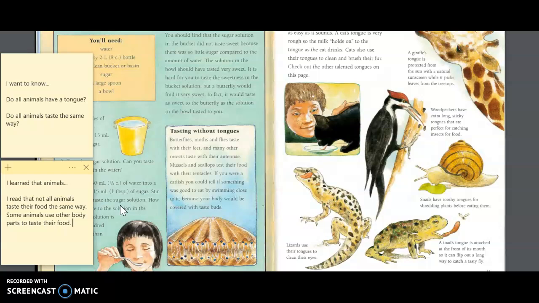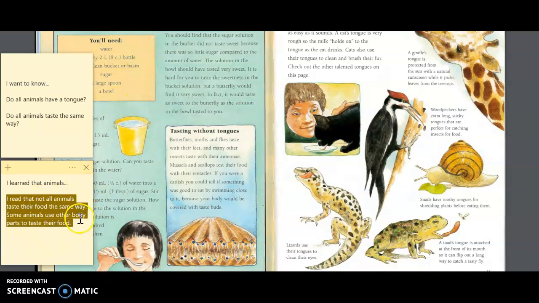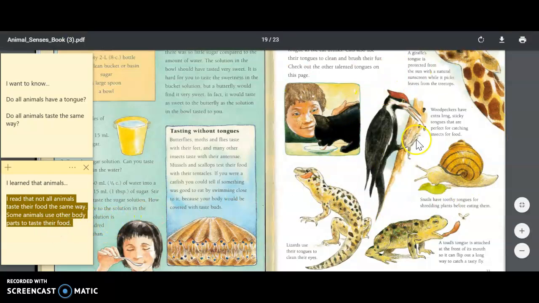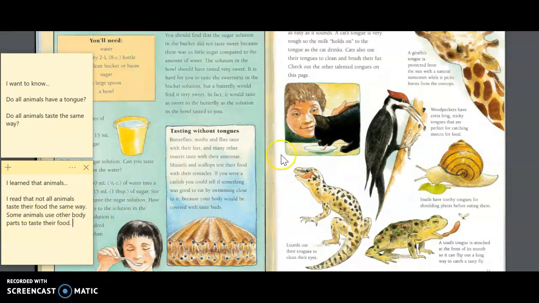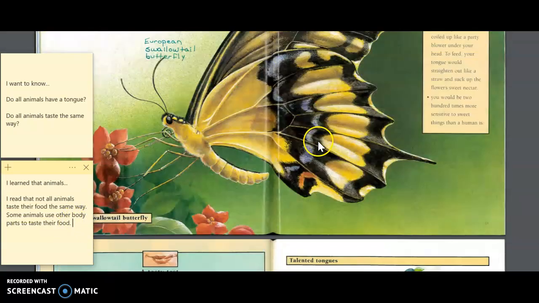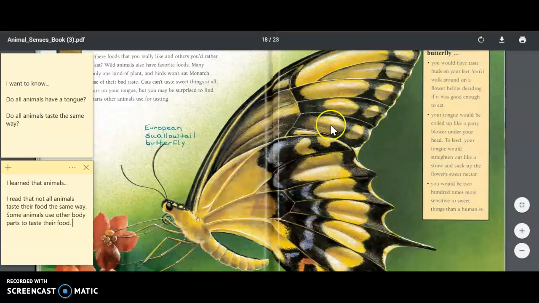So hopefully you've had a moment to think about the questions that you were asking as we were reading and before we started reading, and you've thought to yourself, yes, my question was answered, or no, it was not discussed in the text. Right here we can look and see Mrs. Body's. I read that not all animals taste their food the same way. Some animals use other body parts to taste their food. It gave me several examples here on this page of other ways that animals use their tongues. And then on the previous page of the text right here, it told me other ways that, for example, a butterfly tastes its food.